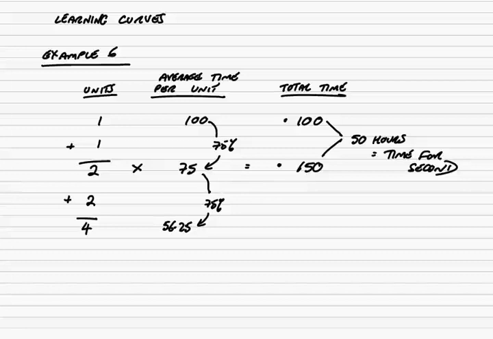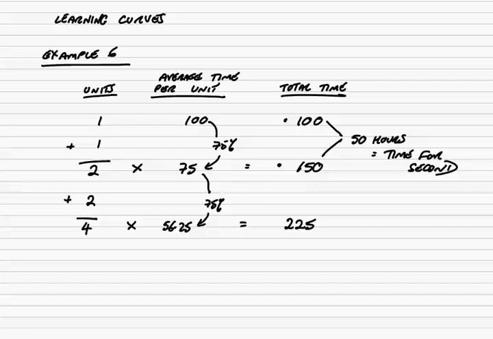But again, as I keep saying, that is not the time for any one unit. The first took 100, the second took 50, the third will be faster, the fourth will be faster. But that's the average time per unit if we make 4. So the total time for 4 units, 4 times the average, is 225.